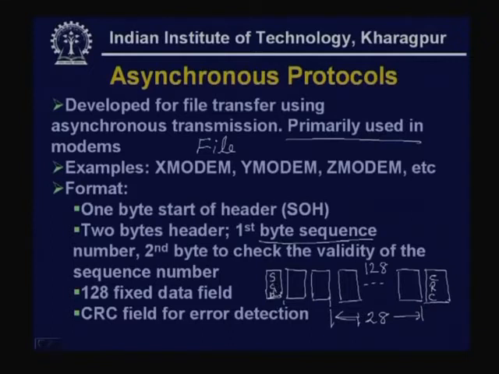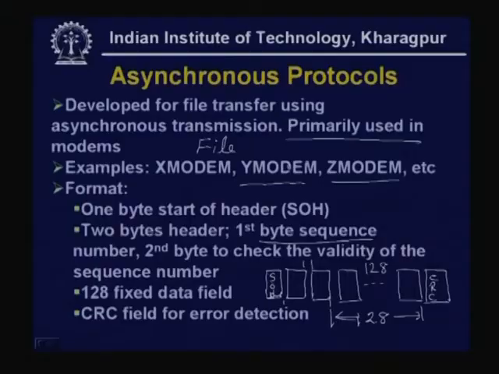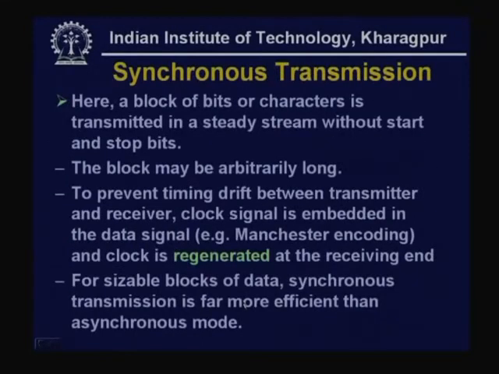You can see a character is sent which is start of header, it is followed by 2 bytes, then 128 byte fixed characters and CRC, and in between characters there can be a gap. As we have seen, this gap can be variable between 2 characters. So this is how X modem works, and Y modem, Z modem are essentially extensions over X modem. I am not discussing them in detail. There are several such protocols, so this asynchronous protocol I have briefly discussed here.